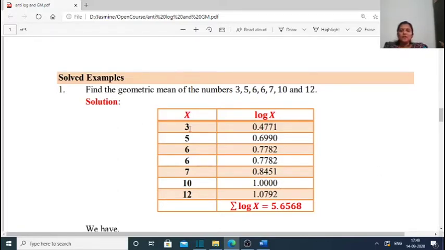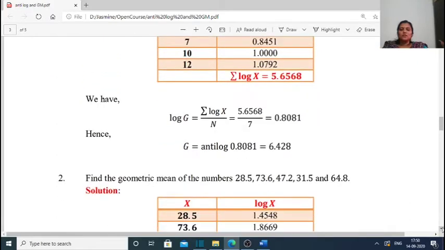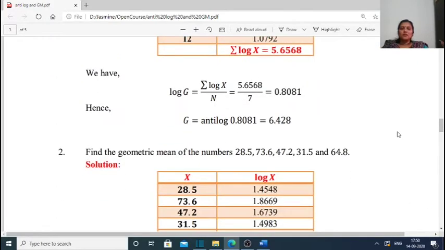So we first write all the x: 3, 5, 6, 6, 7, 10, 12. So log x equal to 0.4771, 0.6990, 0.7782, 0.7782, 0.8451, 1.0000, 1.0792. So sigma log x, adding all of them together, equal to 5.6568.